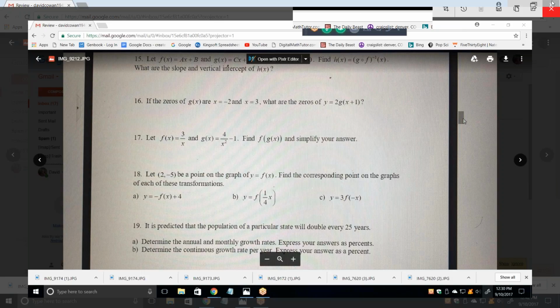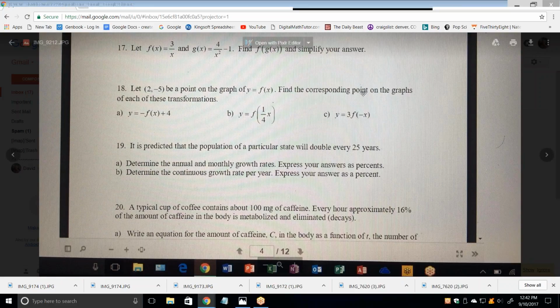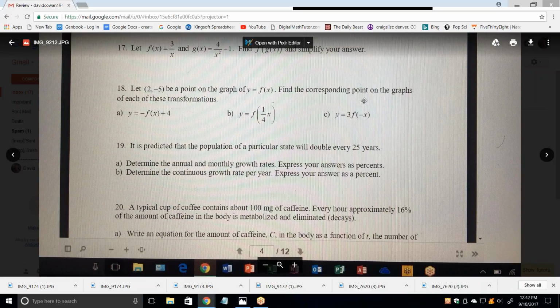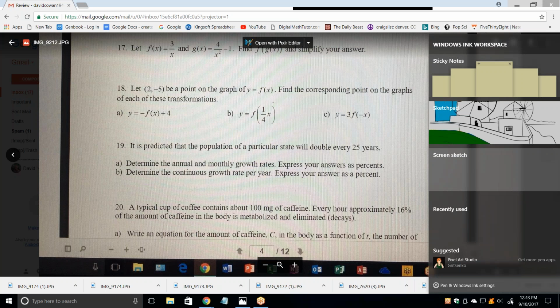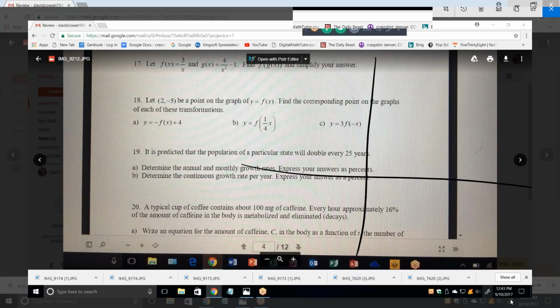All right, let me go up a little bit here. Let me look at some of these before we tackle them, because not all of these problems are equal. This is actually a pretty good problem here. Let's do this one. It's a good problem because it illustrates something that is difficult.